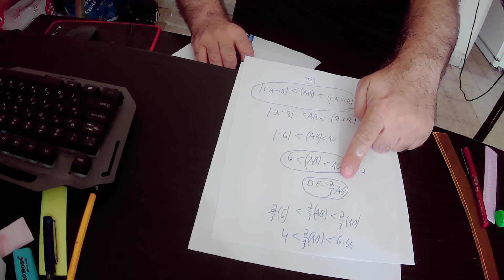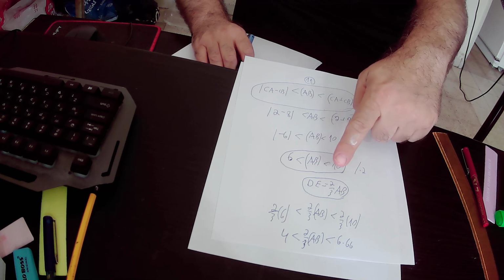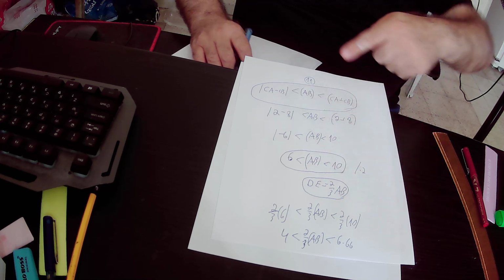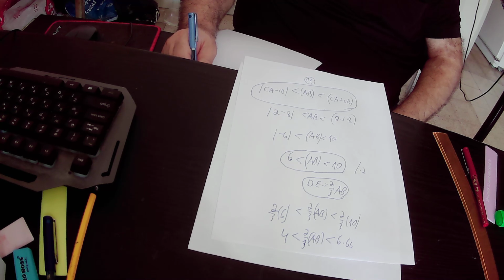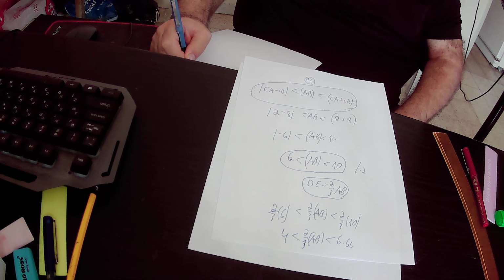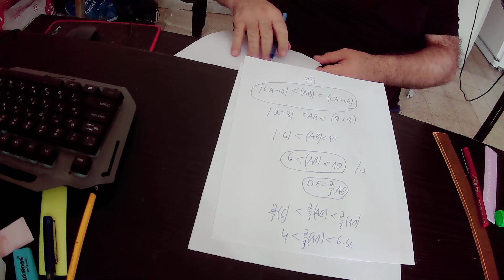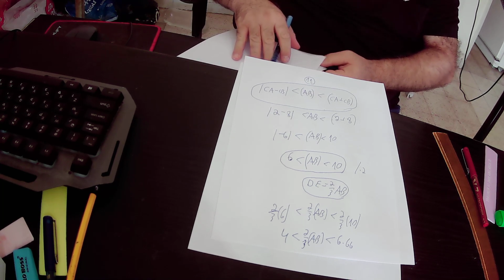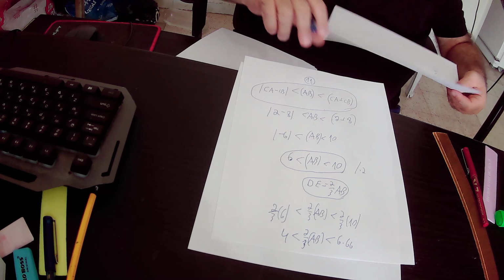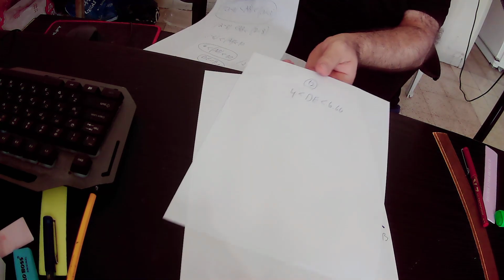2/3 AB equals DE according to this equality. So we can substitute 2/3 AB by DE because it is equal to DE. Okay? And we will get that DE is greater than 4 and it is smaller than 6.66. So we got this inequality.